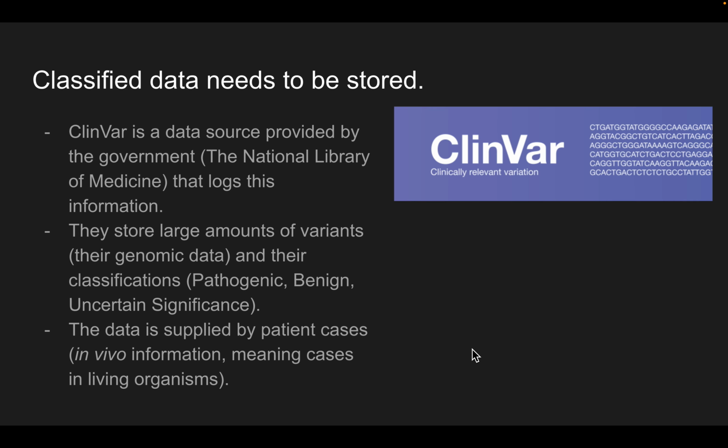So now that we've successfully classified the data with the Tavtigian system, the data needs to be stored somewhere. There's this database called ClinVar, which is a data source provided by the National Library of Medicine that stores all of the information about the variants. They store large amounts of variants and their classification: is it pathogenic, is it benign, is it uncertain significance? Most of the data for this classification originally was sourced from patient cases and population cases, which is in vivo information, meaning cases or tests in living organisms.